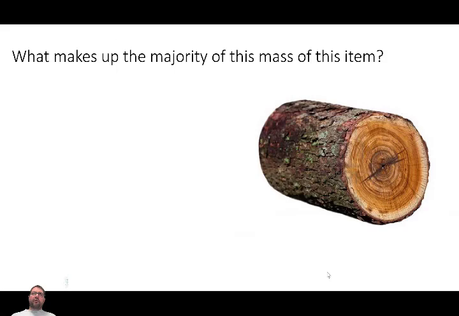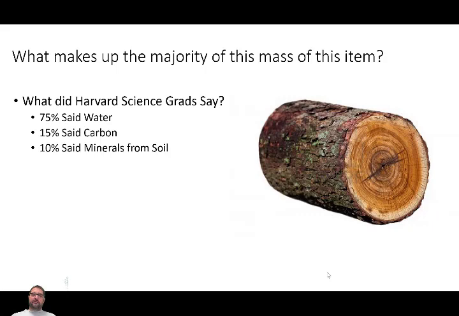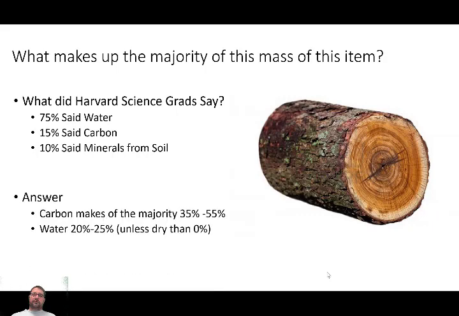So what makes up the majority of the mass of this item? Remember what Harvard said? 75% water, 15% carbon, 10% minerals in the soil. The answer? Carbon. Carbon makes the majority of this wood up. And it is species specific, so it depends on the type of wood, whether it's 35 to 55% of that wood is comprised of carbon. Carbon that comes from the atmosphere in the form of carbon dioxide.